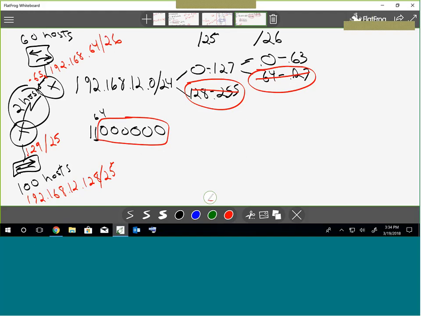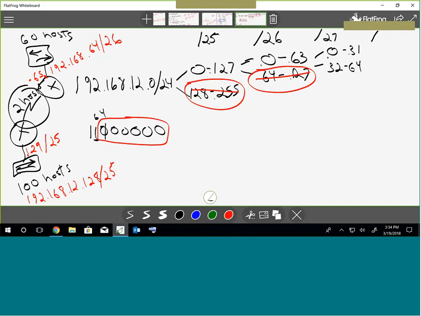Now we only need the 2 hosts. There's a couple ways to do this. One way would be this. All right, let's do /27. Our variable then becomes 32, right? Yep. 0 to 31, 32 to 63, 64.